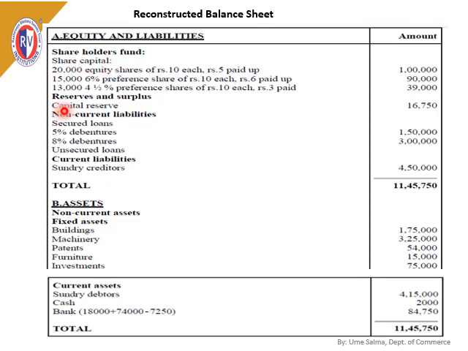And then under this, the capital reserve of rupees 16,750 is shown. And next, under the non-current liabilities, as shown in the earlier existing balance sheet, 5% debentures remain the same at 1,50,000, and another 8% debentures for rupees 3 lakh.